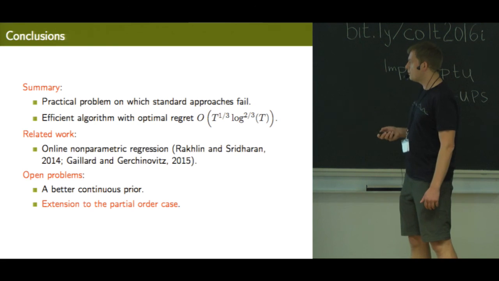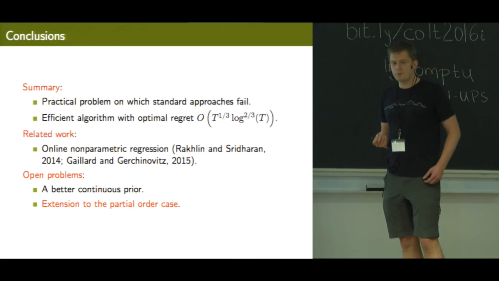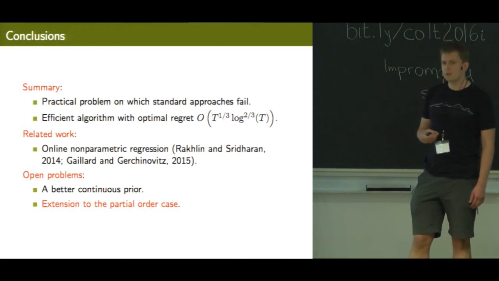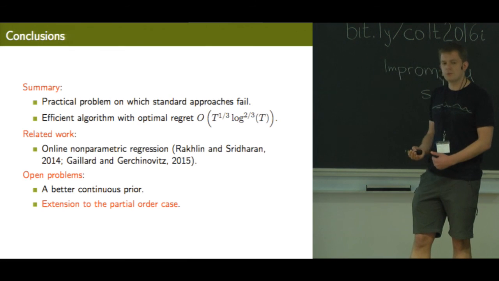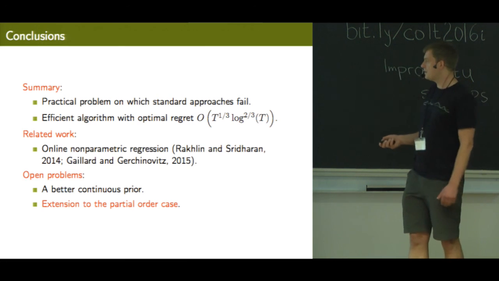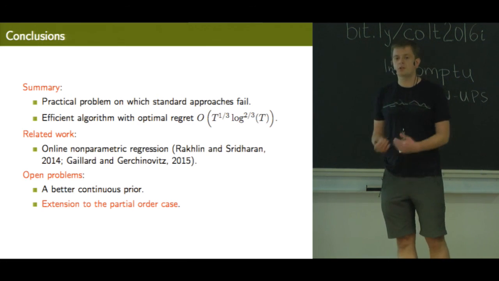And we have two open problems. First of all, we are not really happy with the discretization of the prior. We would like to have some kind of continuous version of the prior which would work. And the second thing is obviously to extend it to the partial order case.